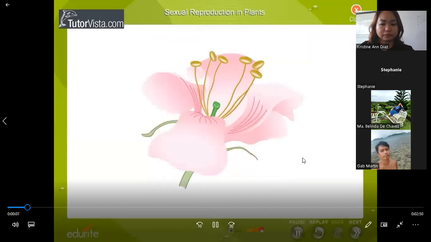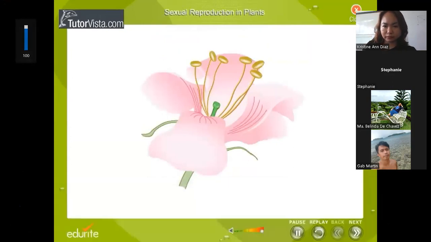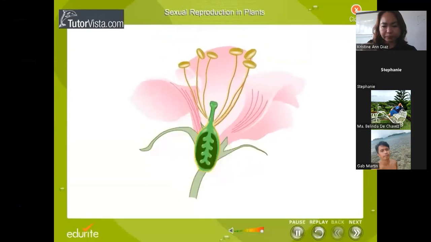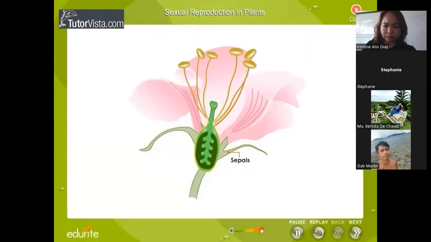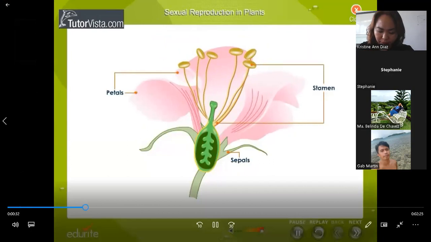The flower is the reproductive organ of a plant. Let's get familiar with the parts of a flower. Here is a section of a typical flower. The flower contains four basic parts: the leaf-like sepals, the attractively colored petals, the stamens, and a pistil.